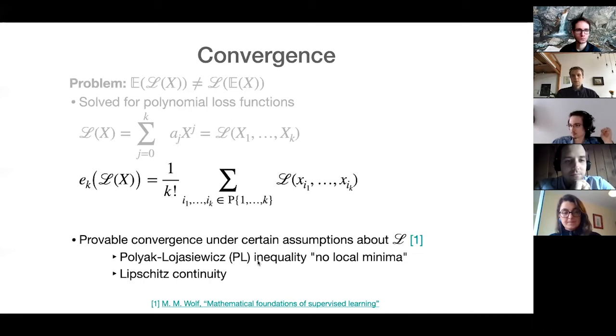You can read a lot of this in these nice lecture notes. But in the end, when you go to interesting problems, your loss function never satisfies these properties, or it has local minima.